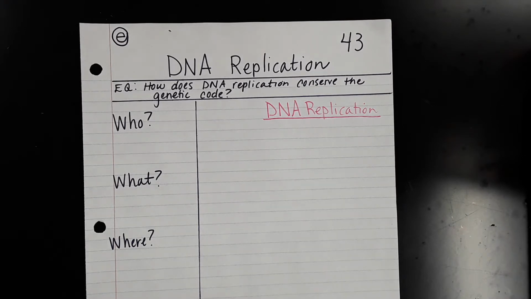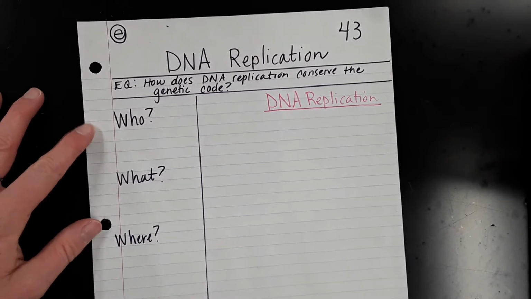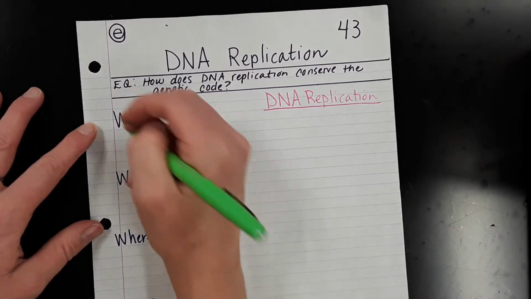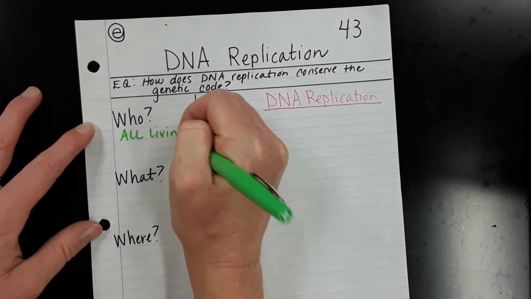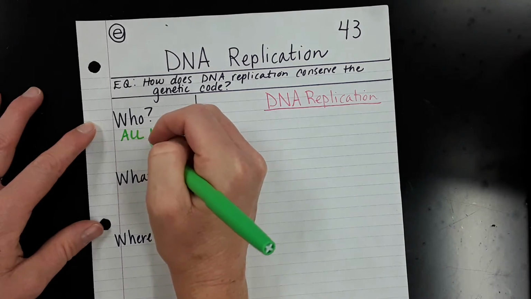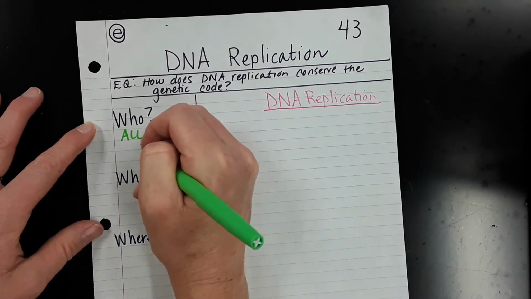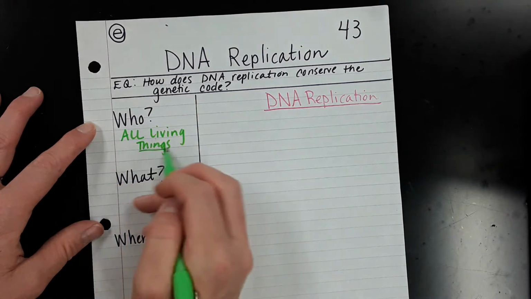So the essential question here is, how does DNA replicate or make a copy of itself to conserve the genetic code? We're just going to start with understanding some who, what, where, when, and why DNA replicates, and then we're going to look at the actual process. Starting with the who, all cells, so all living things, are going to need to replicate themselves. When they do that, they're going to need to replicate their genetic code. So all living things go through DNA replication.